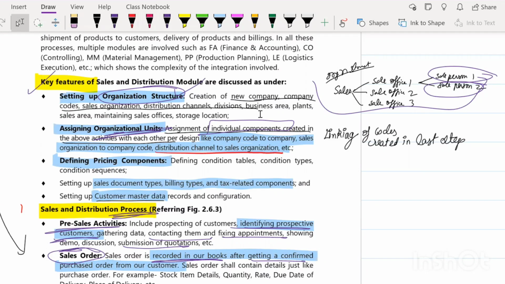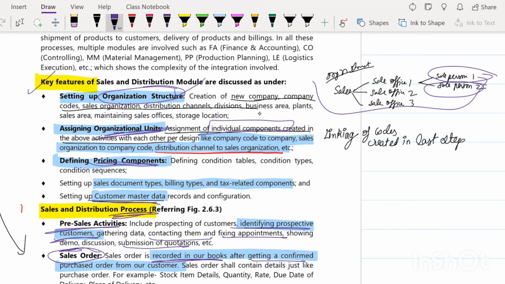This distribution channel is related to this product. This sales department is related to this product. Or the sale code is related to this product. So all those linkings you can do. Now, once that linking has been done, you will put in your pricing of each component. That is your pricing of each product. You have to go and put it into the system.